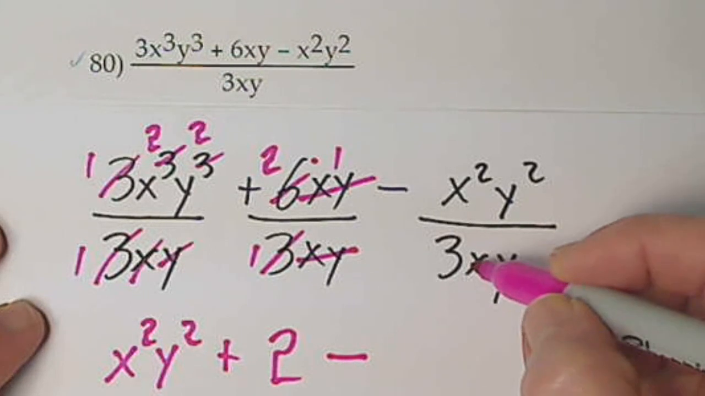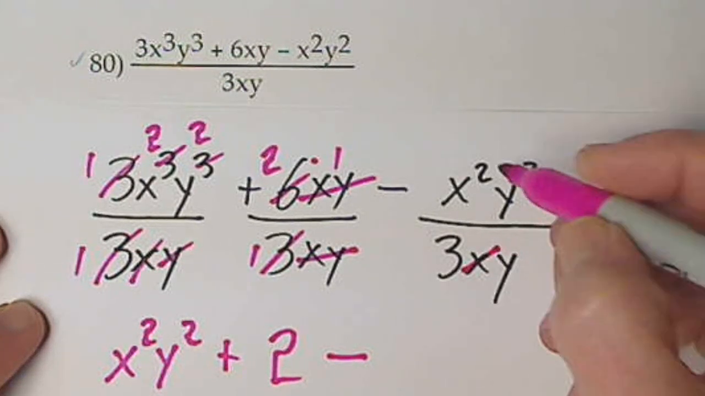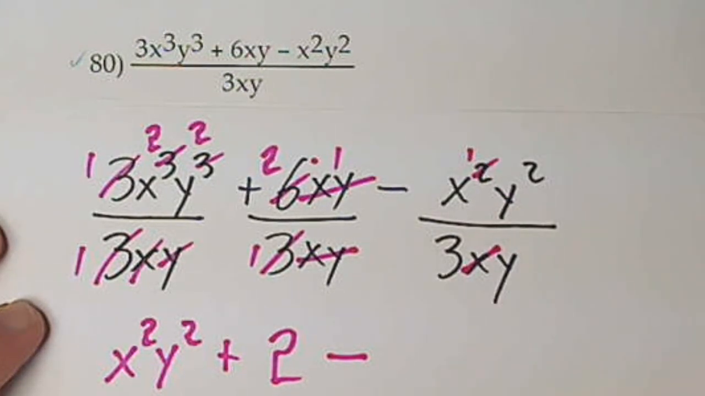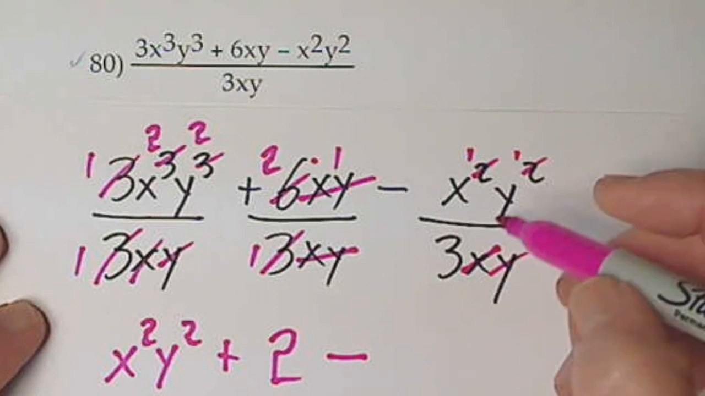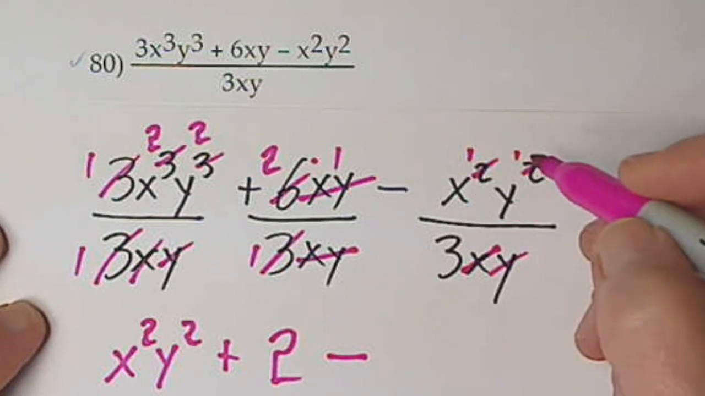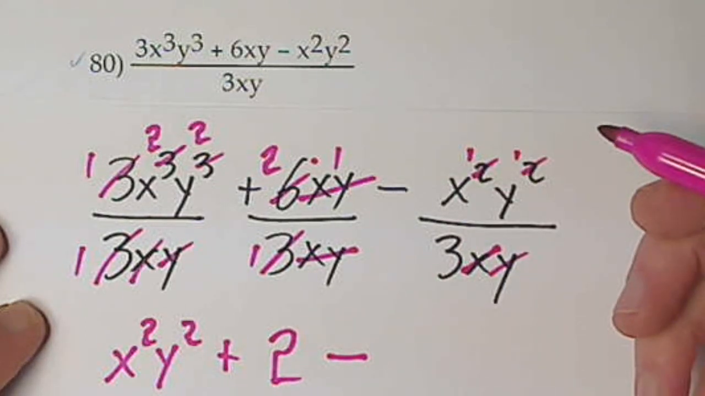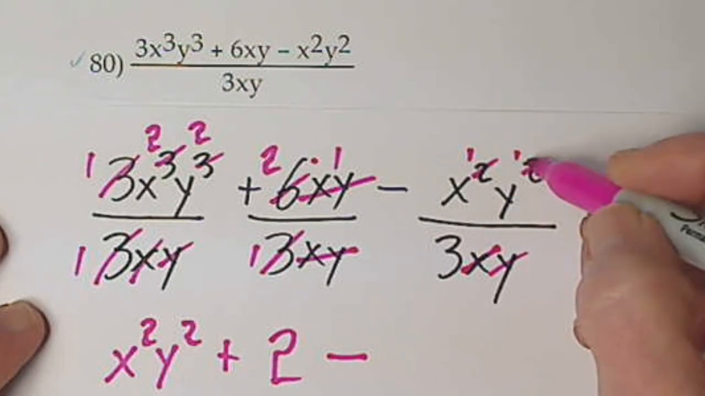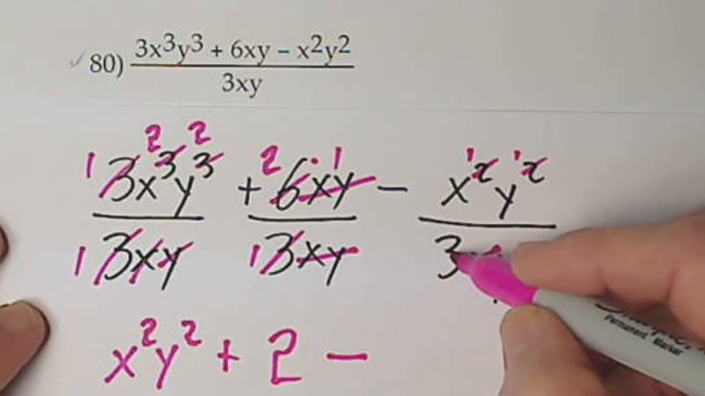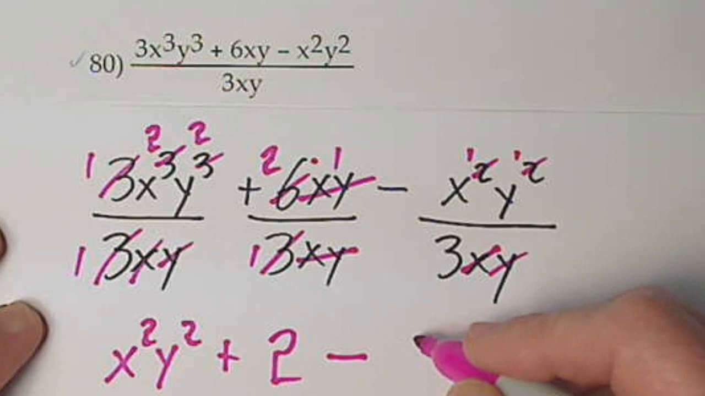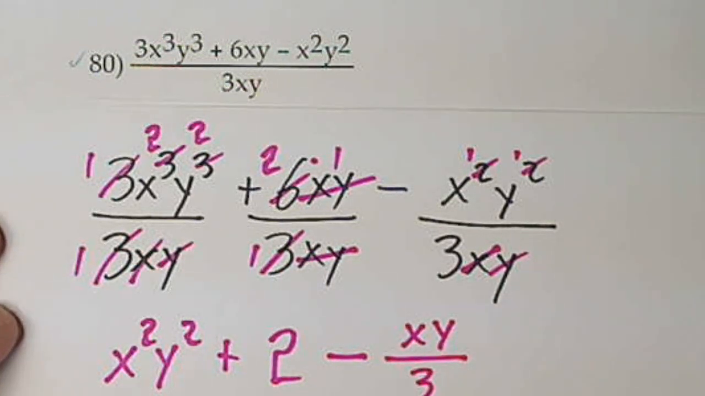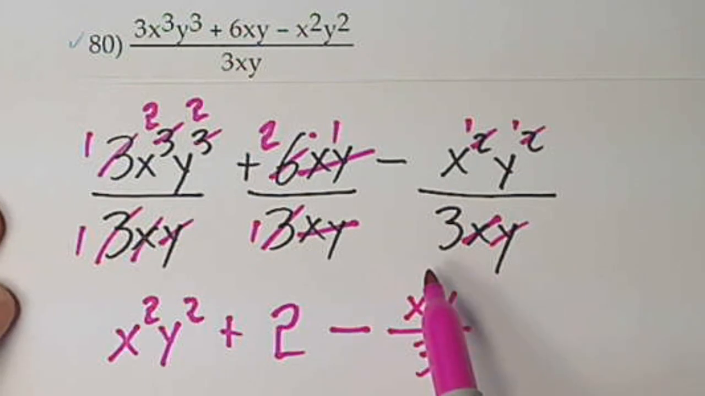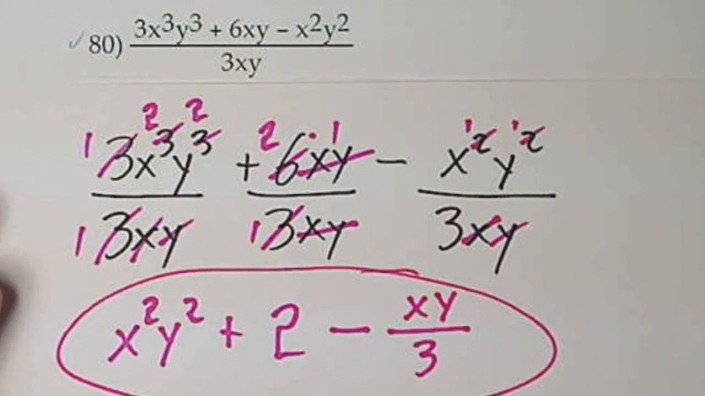And let's do these individually. This x cancels, so you subtract 1 from 2, you're left with 1. This y cancels, subtract 1 from 2, you're left with 1. And so there is a 1 sitting up top. Actually there's an x to the 1st and y to the 1st up top. And you have a 3 in your denominator. So that would just be written xy over 3. Slide this up a little. And that takes care of number 80.